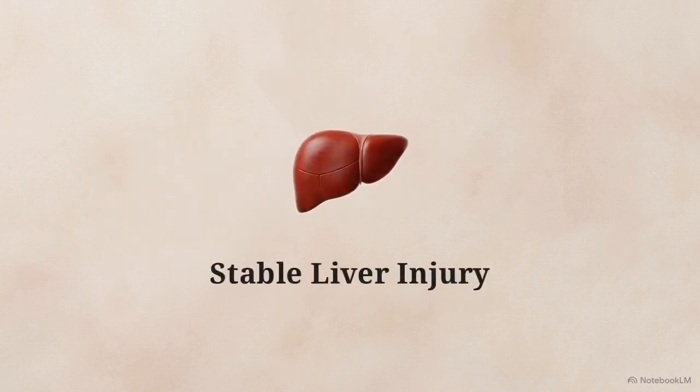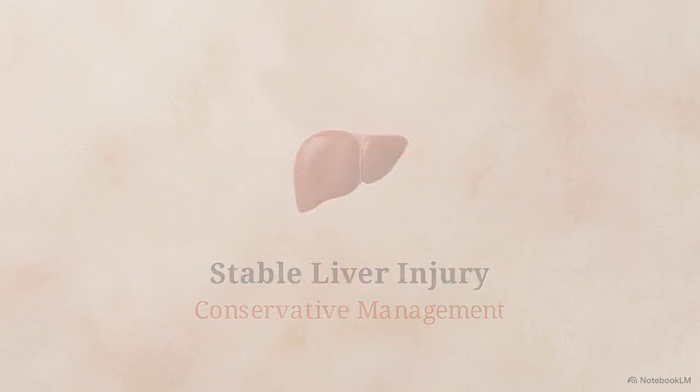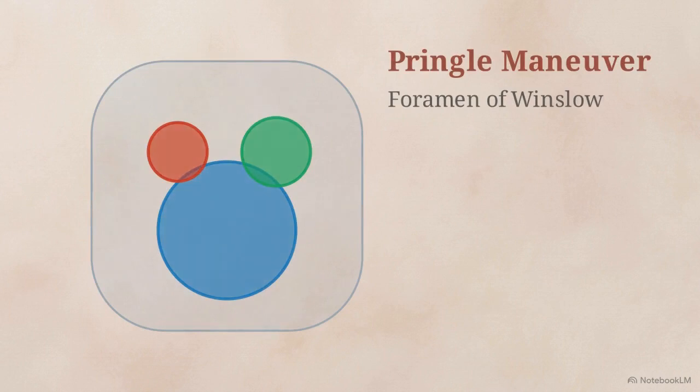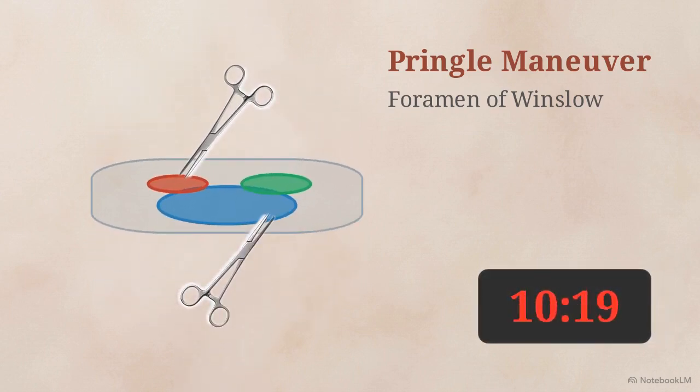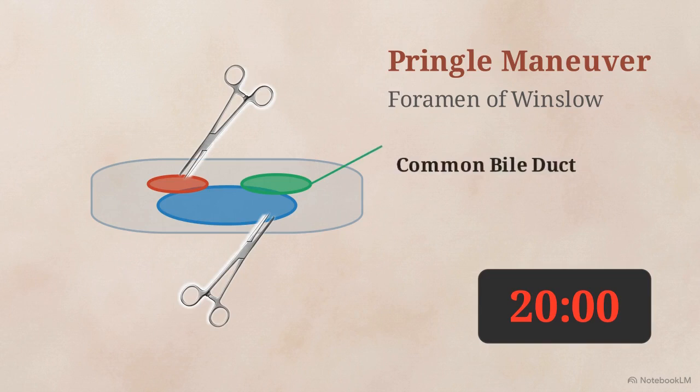Stable liver injuries are managed conservatively, but for uncontrolled hemorrhage in unstable patients, surgeons utilize this specific cross-section at the foramen of Winslow to perform the Pringle maneuver. By compressing the hepatic pedicle here for 15 to 20 minutes, the surgeon clamps off the common bile duct, the portal vein, and the hepatic artery.